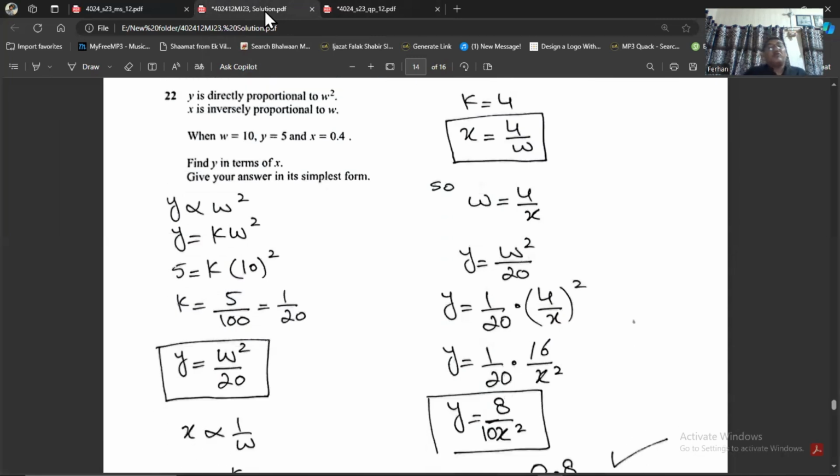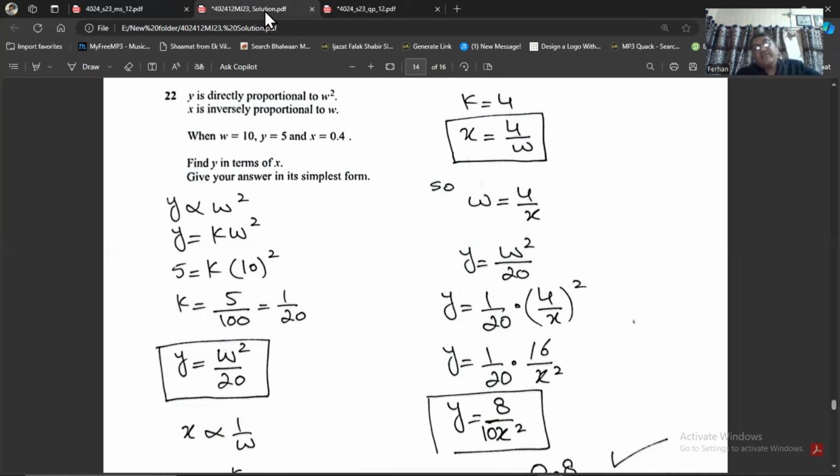So y is proportional to w square. So y is equals to k w square. So w is equals to 10 when the y is equal to 5. So 5 is equals to k into 10 square. So the k will be equals to 5 by 100 and that is 1 by 20. So the formula will be y is equals to w square divided by 20.